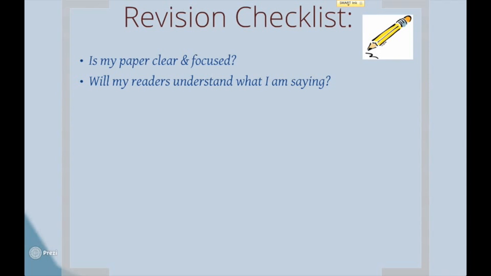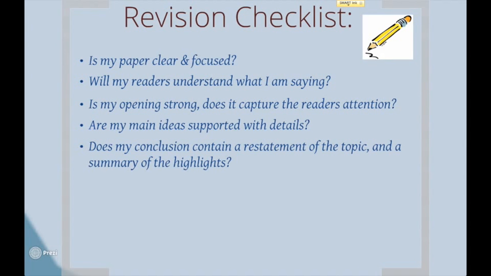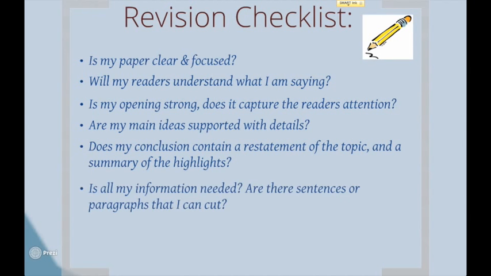All right, so what does a revision checklist look like? Well, you should be asking yourself, is my paper clear and focused? Will my readers understand what I'm saying? If the answer is no, clearly you've got to fix it. But if you're kind of shaking your hand, like, I might need to go back and fix it, that's revision. Is your opening strong? Does it capture the reader's attention? Are your main ideas supported with details? Does your conclusion contain a restatement of the topic? If those things aren't there, like I said, you're going to dive in and fix them, and that is revision.